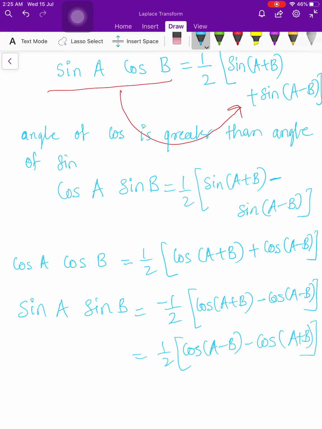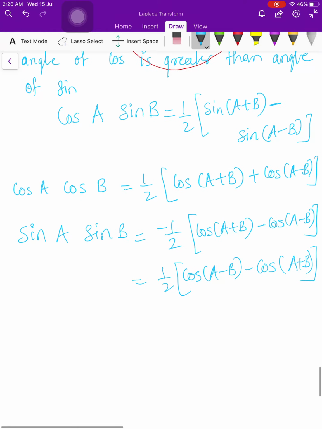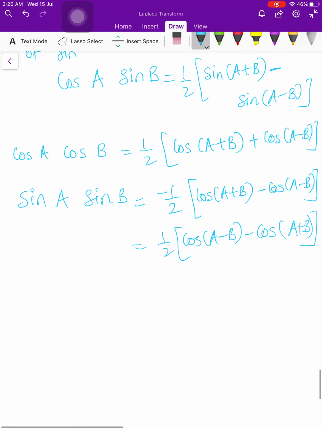In all these formulas, the product of trigonometric functions is converted into different terms. The product is separated, and directly finding the Laplace of cos A cos B is not possible. But since cos A cos B is converted into cos of A plus B plus cos of A minus B, you can take the half outside, and then Laplace of cos of A plus B plus Laplace of cos of A minus B will appear here. While solving the example, you will understand these steps very clearly.